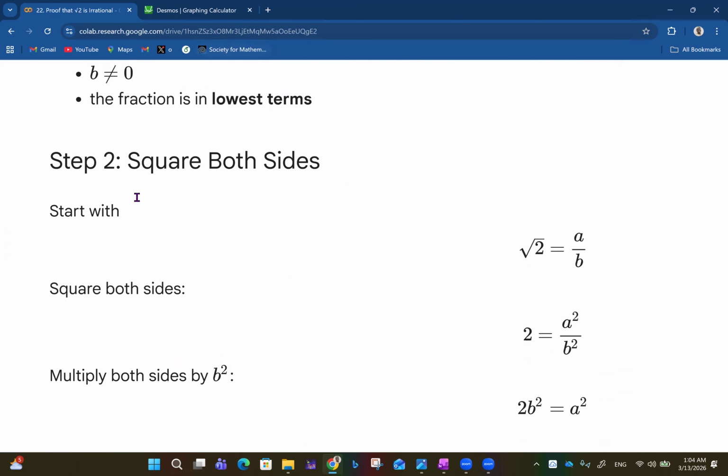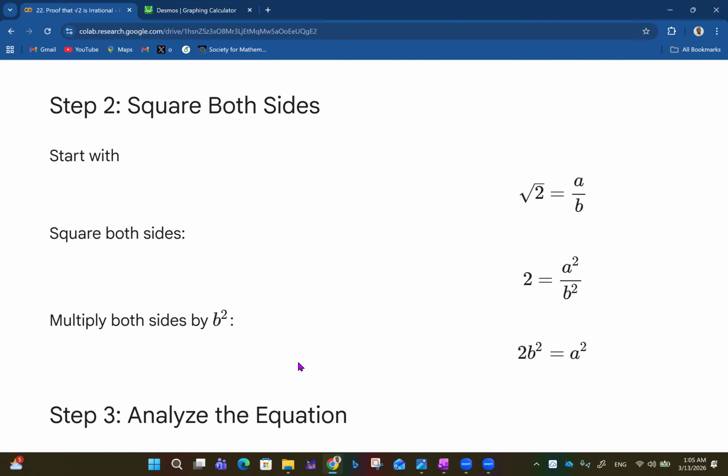So if we square both sides, we start with root 2 equals a over b, and we square both sides, we get root 2 squared, that's 2. A over b squared is a squared over b squared. Then if you multiply both sides by b squared, or if you cross multiply, so multiply both sides by b squared, you have 2b squared equals a squared.